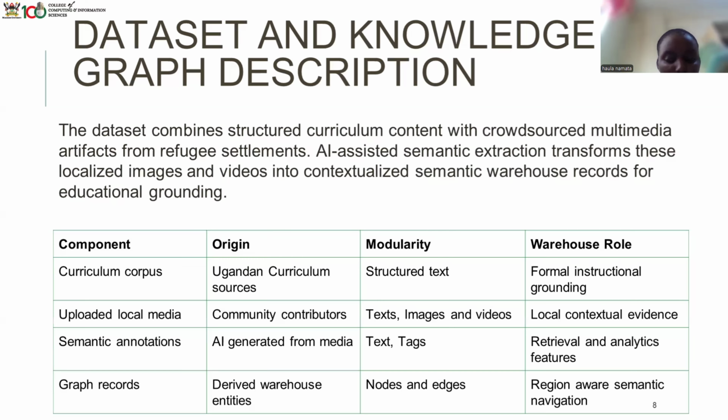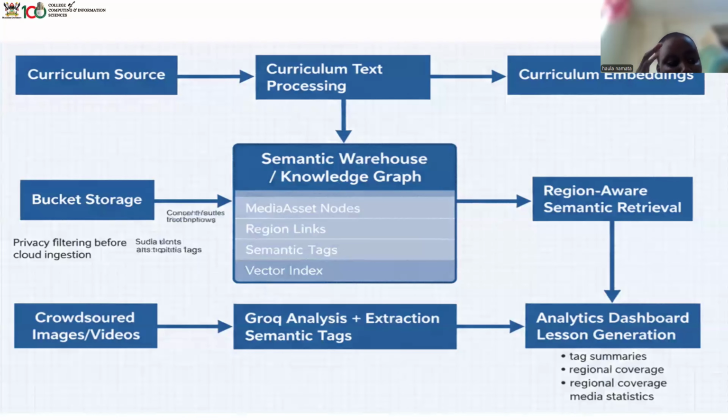This table is just a summary description of the content of the warehouse. We have the curriculum corpus that we got from the Ugandan NCDC website, the Ugandan curriculum sources, and this is just text. Then the uploaded media, which is what I was talking about, is collected from edge devices: the videos, images, and texts. Then we have semantic annotation, which is AI generated from the media, the text, and the tags. And the graph records are derived warehouse entities.